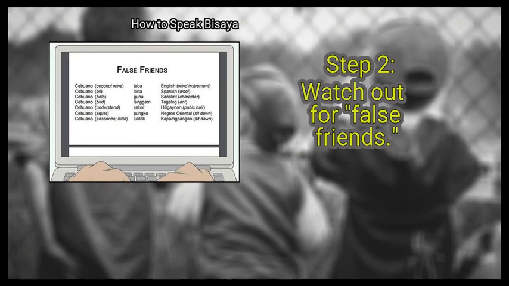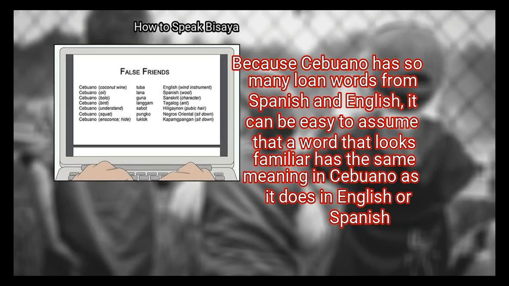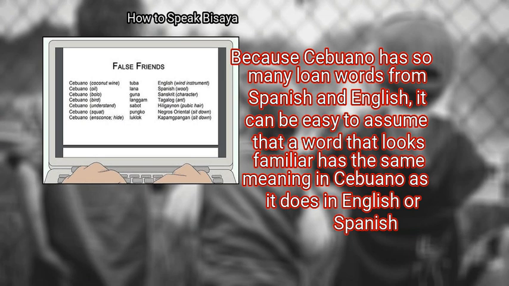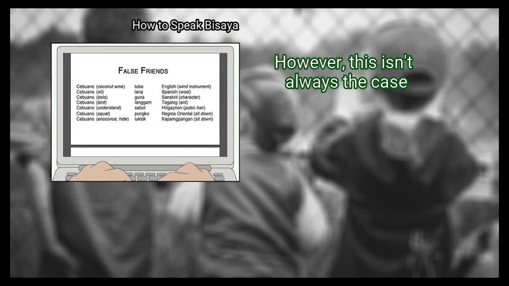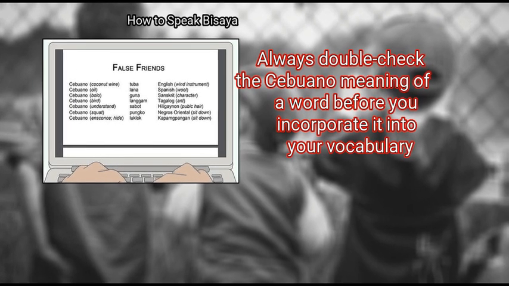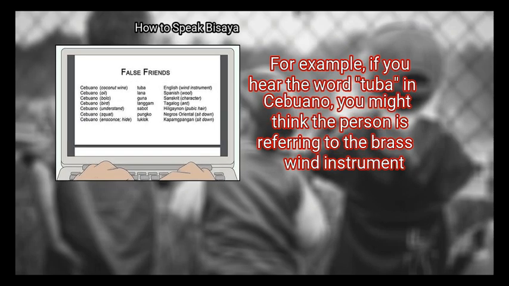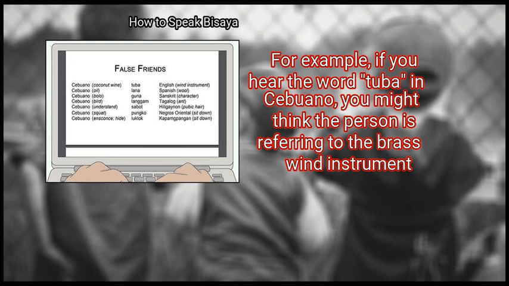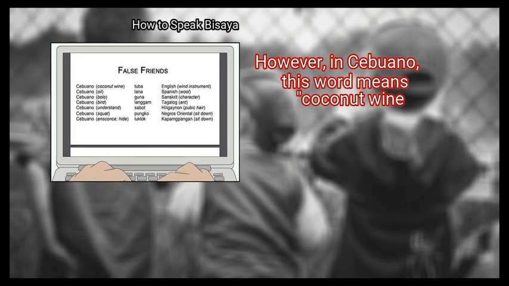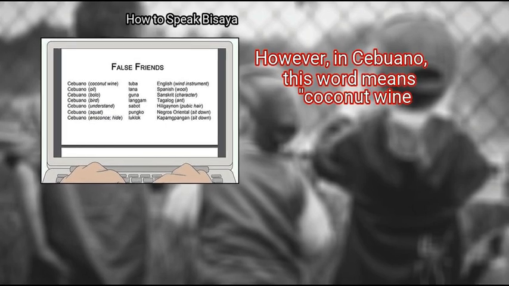Step 2. Watch out for false friends. Because Cebuano has so many loanwords from Spanish and English, it can be easy to assume that a word that looks familiar has the same meaning in Cebuano as it does in English or Spanish. However, this isn't always the case. Always double-check the Cebuano meaning of a word before you incorporate it into your vocabulary. For example, if you hear the word tuba in Cebuano, you might think the person is referring to the brass wind instrument. However, in Cebuano, this word means coconut wine.